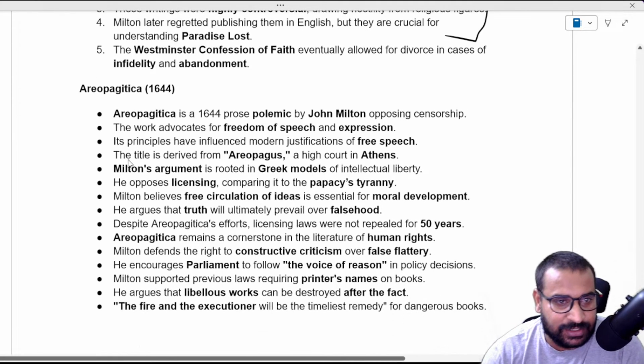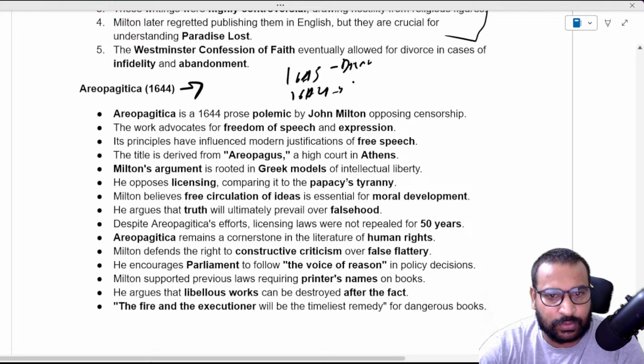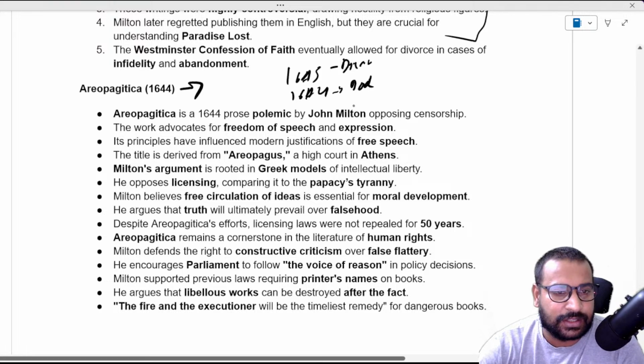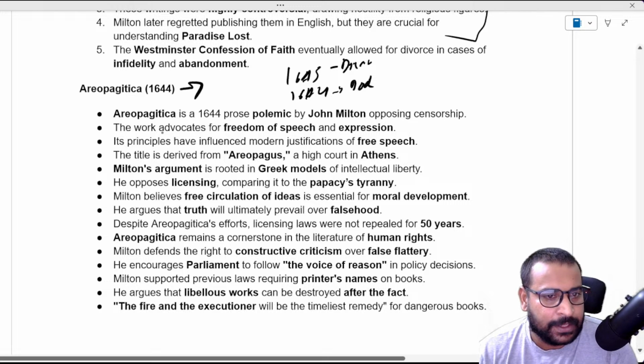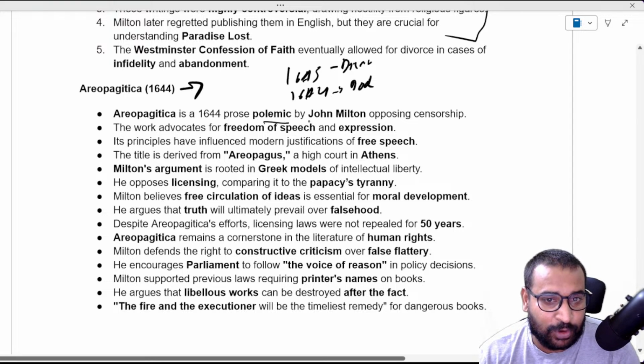Then we have the very important Areopagitica, and they ask about it most of the time. As you know, after 1 year, so 1643, now we have reached 1644. That was about divorce, right? And this is about books. So Areopagitica is a 1644 prose polemic by John Milton. Very important that you should know that it is about freedom of speech and expression.